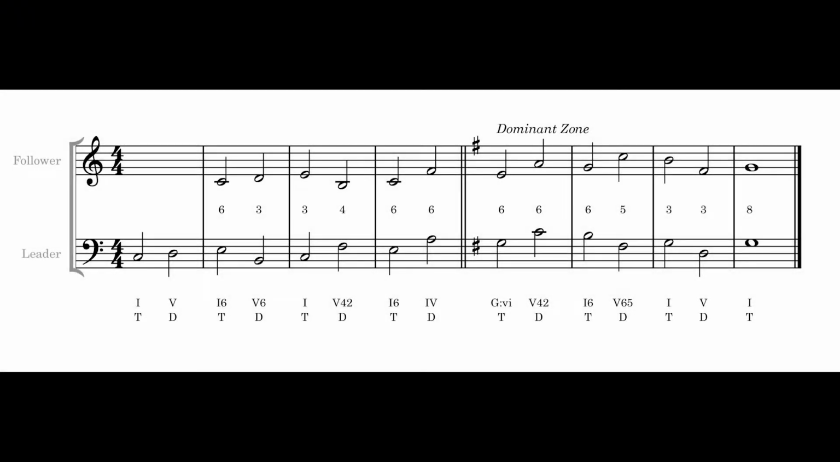Now I am going to introduce the intermediate dominant functions. Once we have reached 5 in the phases, I am going to employ the chromaticism F sharp.